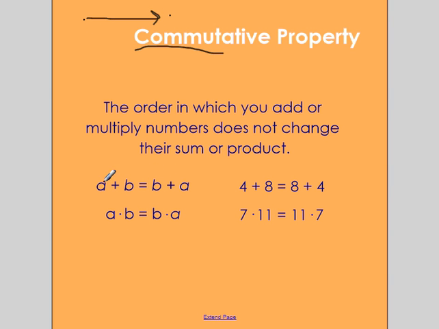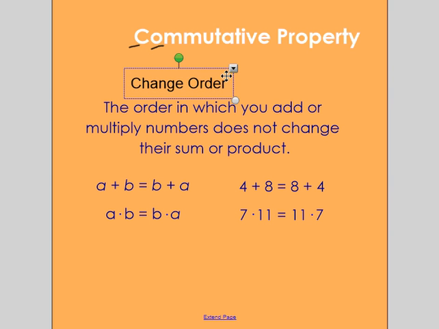The letters move their position. Another way to think of it is the first 2 letters of commutative are CO. And you can use that to remind yourself that you change the order of the numbers. So the C goes with the change, and O goes with order. So in commutative property, we change the order of the numbers, and it still equals the same thing.